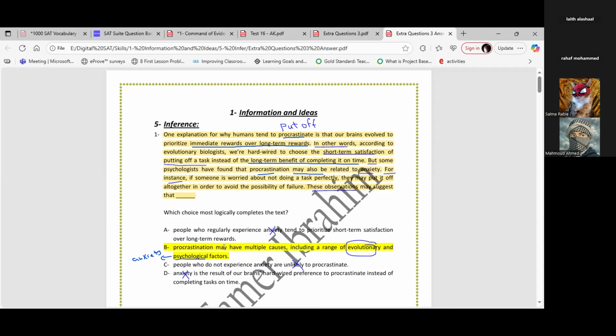Yes, go on. How did you know that these observations don't mean anxiety? Yeah, because here he doesn't stress it. He said maybe, may also be. But in the other one, he used the present tense. That means it's a kind of fact.